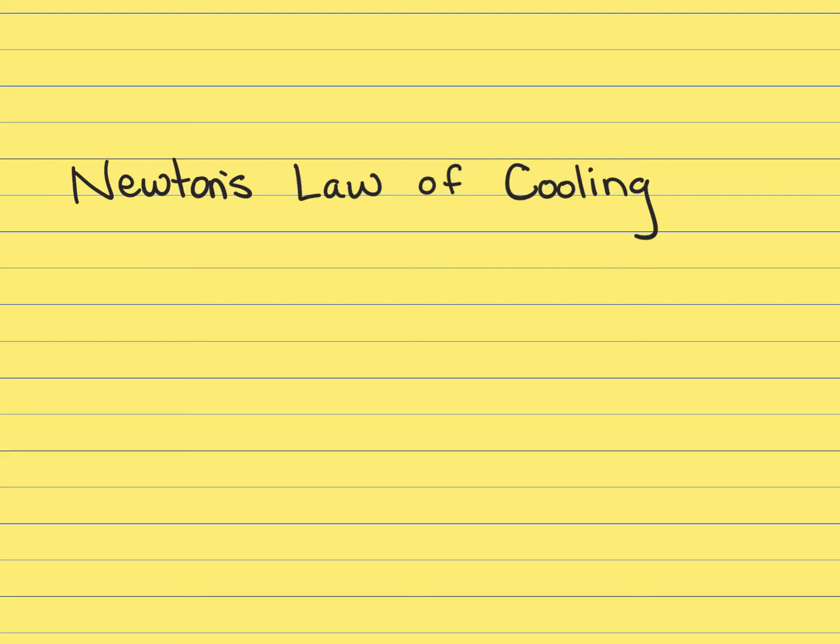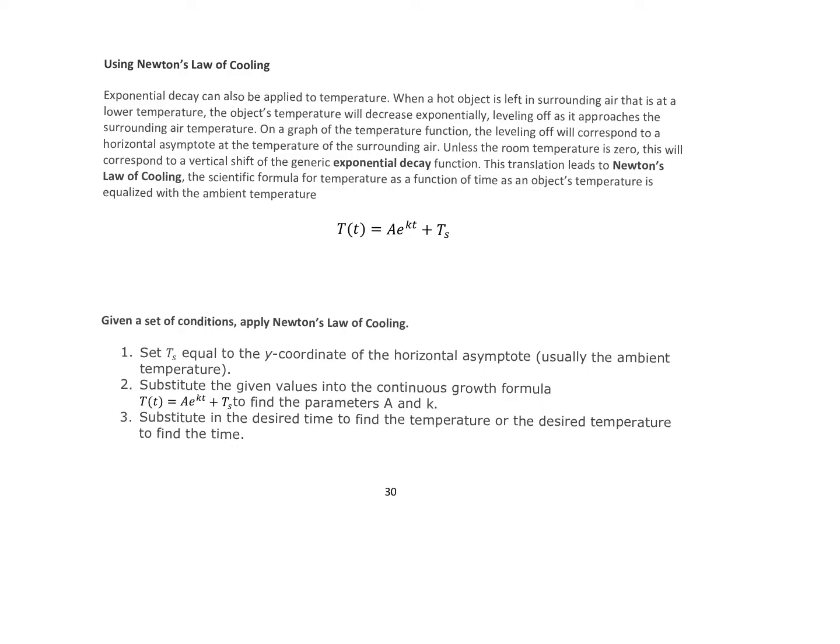In this video, we will cover an example of Newton's law of cooling. One application of exponential decay can be applied to temperature, things either heating up or cooling down to its surrounding temperature in the air. So, for example, an object's temperature will decrease exponentially, leveling off as it approaches the surrounding air temperature.